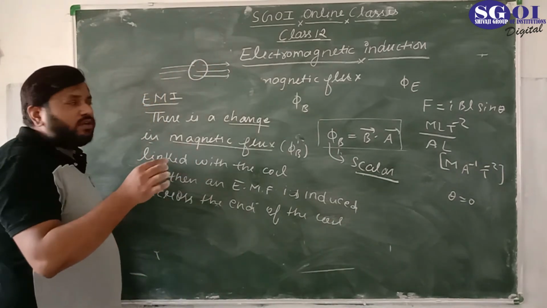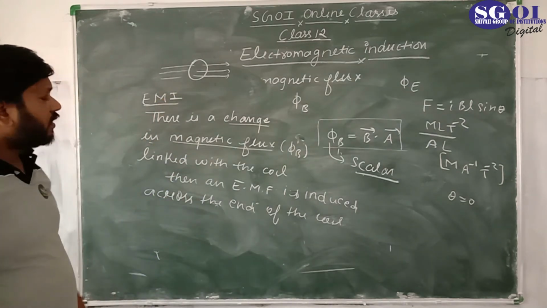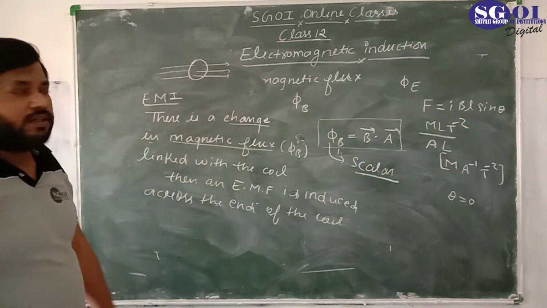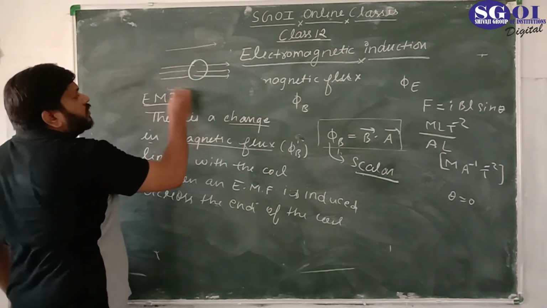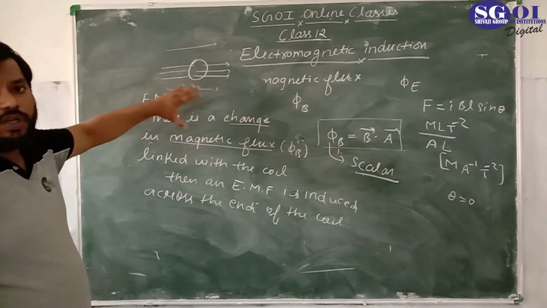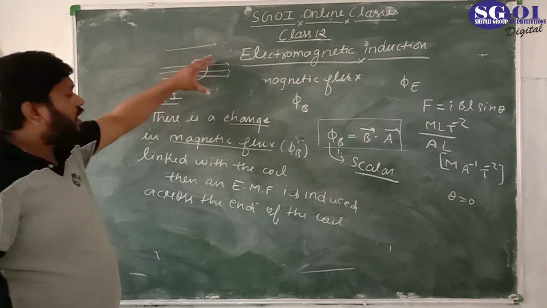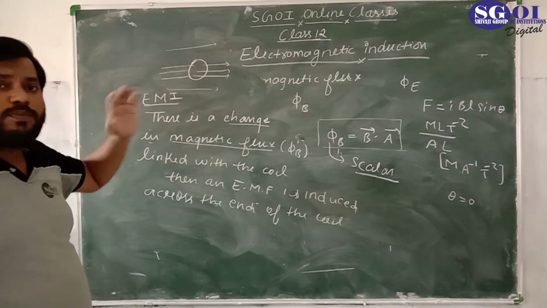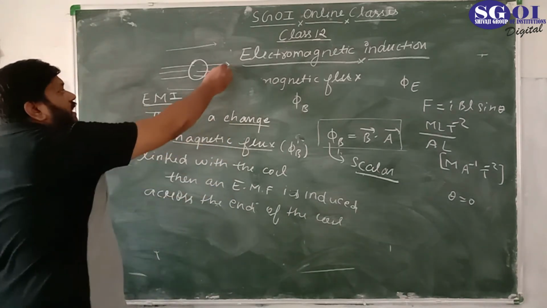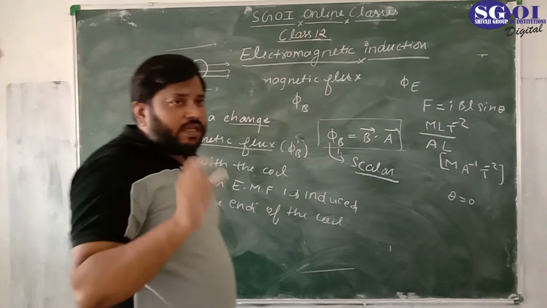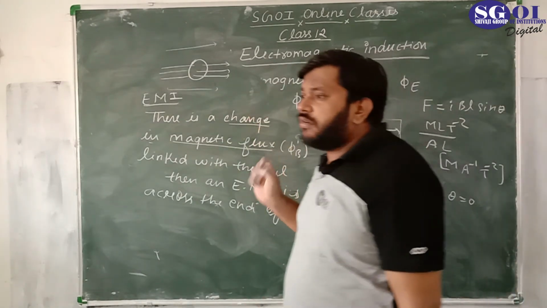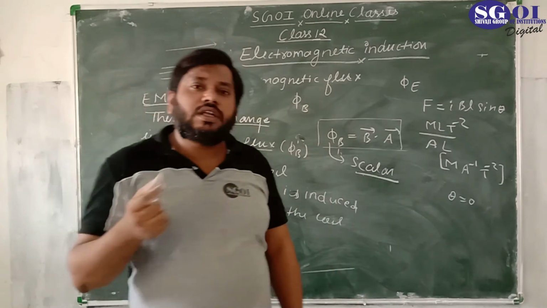we only focus on the lines which are linked with this coil, not those which are going outside. Those do not produce any EMF or voltage. Only the lines which are passing through the coil are responsible for inducing the EMF or current. So if there is a change in the magnetic field lines linked with the coil, an EMF is induced, and if the coil is closed, we know that in a closed circuit, current flows.